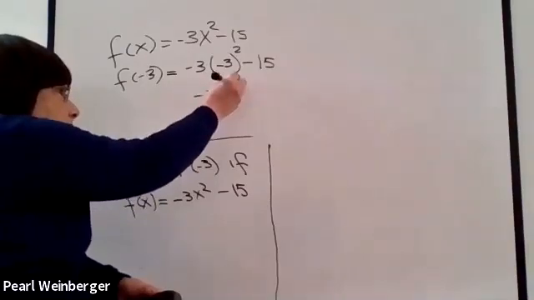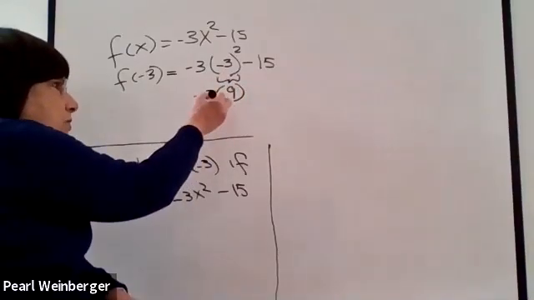Okay. And then what do you do? Then you have to multiply 9 times -3. Right now, you're multiplying the -3 times 9, which is giving you -27, right? Then you have to subtract 15 from -27. Okay.